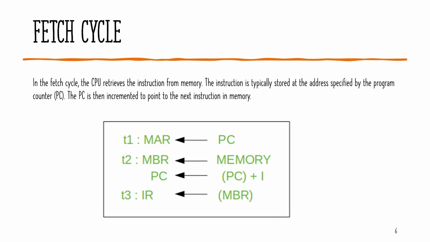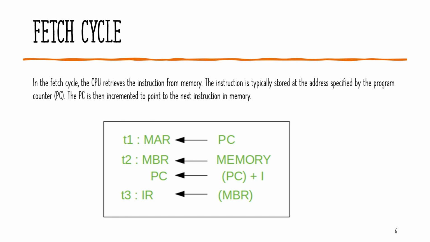A simple fetch cycle consists of three steps. Step 1. The address in the program counter is moved to the memory address register, as this is the only register which is connected to the address lines of the system bus. Step 2. The address in the MAR is placed on the address bus. Now the control unit issues a read command on the control bus, and the result appears on the data bus and is then copied into the memory buffer register.